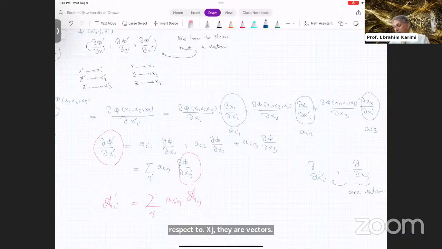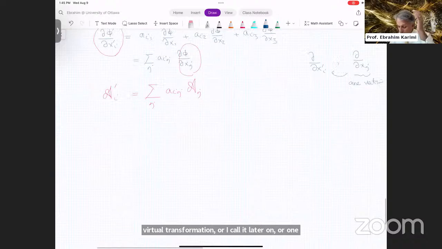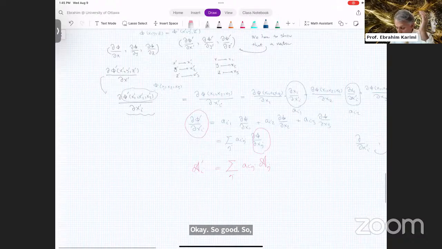And they are connecting with each other with the transformation that I just described, which is a vector transformation, or I call it later on tensor 1 rank 1 transformation. Okay, so good. I don't think that there is any problem.